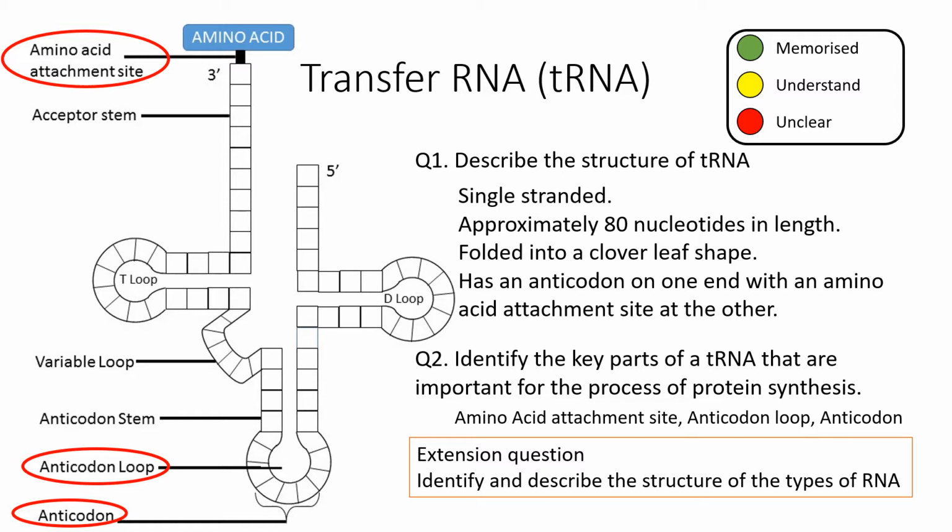At the other end of the transfer RNA, we have what is called an amino acid attachment site. At this end of the transfer RNA, we find amino acids. And again, each amino acid is specific to a particular transfer RNA, and hence each amino acid is specific to each anticodon. So each anticodon will always give you the same amino acid.